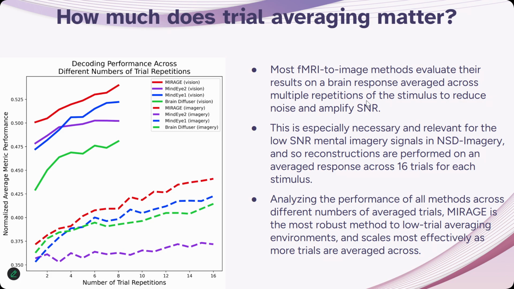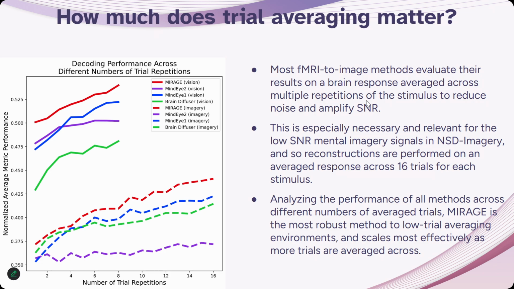In this case, imagery and vision are separated by the dashed and solid lines. So imagery is the dashed line on the bottom, and vision is the solid lines on top. So what we see is that every model improves as you average across more and more trial repetitions, which is expected. But also that the rate at which the trial repetitions matters is a little bit different between methods. So some methods need more trial averaging than others. And what we also see is that methods like MIRAGE and the red lines generally benefit more from this increased signal quality. They are translating better to both higher and lower numbers of trial repetitions and are increased on the y-axis of this plot.